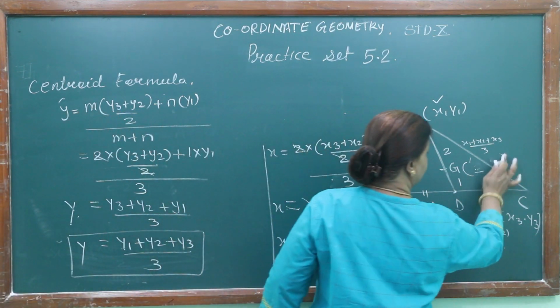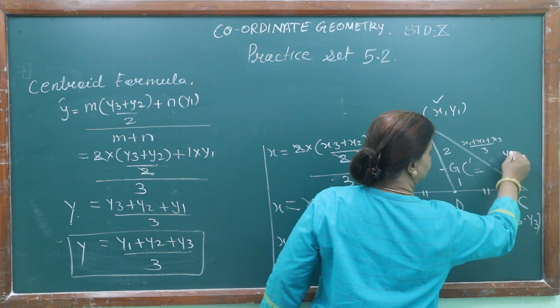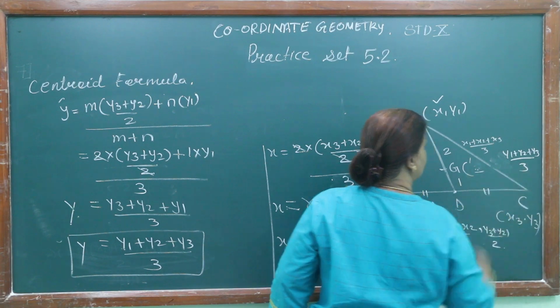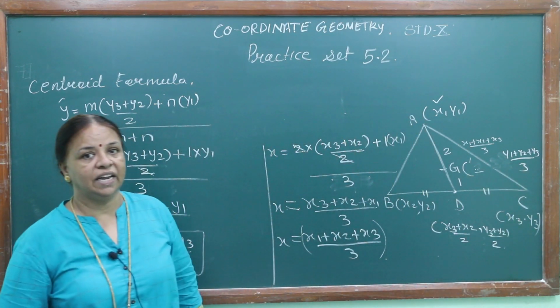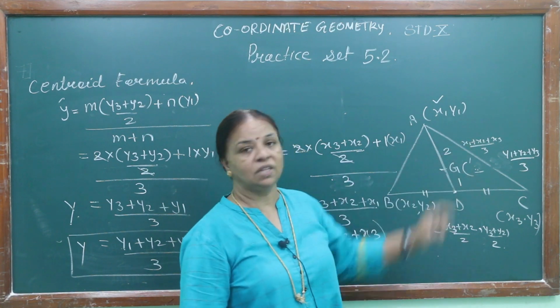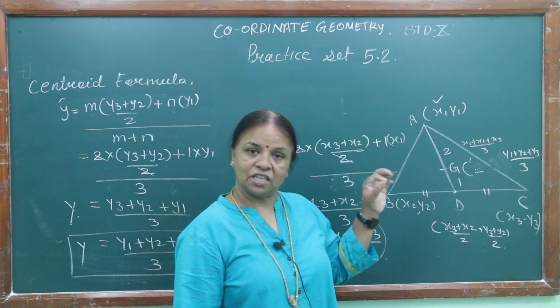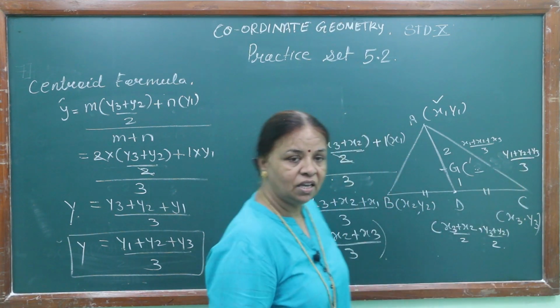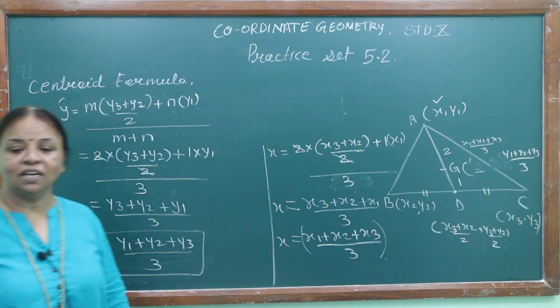So the centroid coordinates: the x coordinate is x1 plus x2 plus x3 upon 3, and the y coordinate of the centroid is y1 plus y2 plus y3 upon 3. You can pause the video and solve the sum.